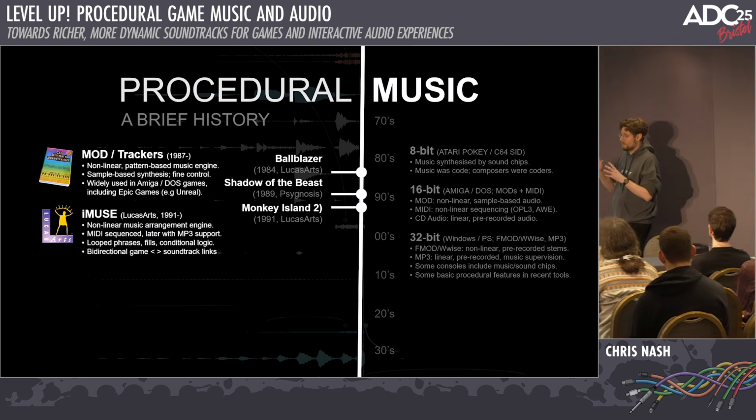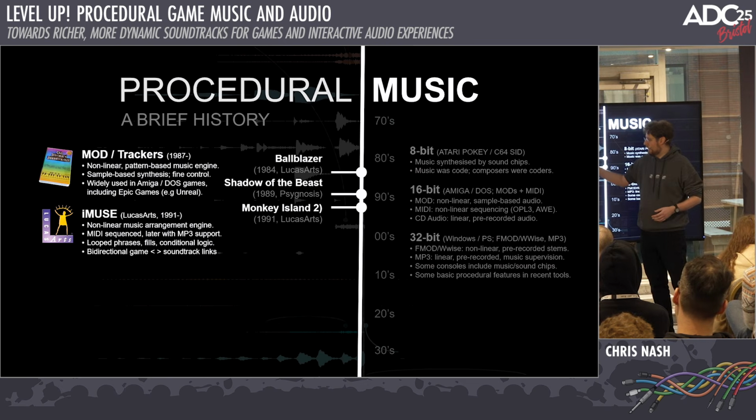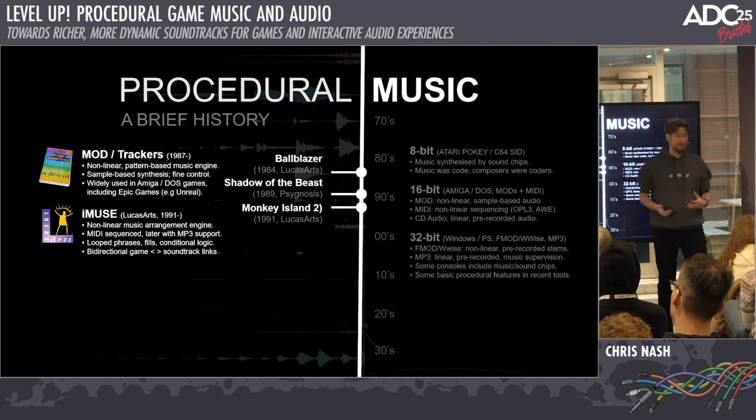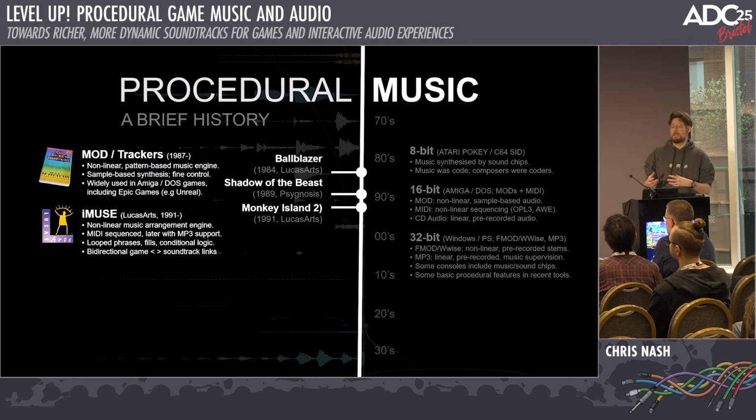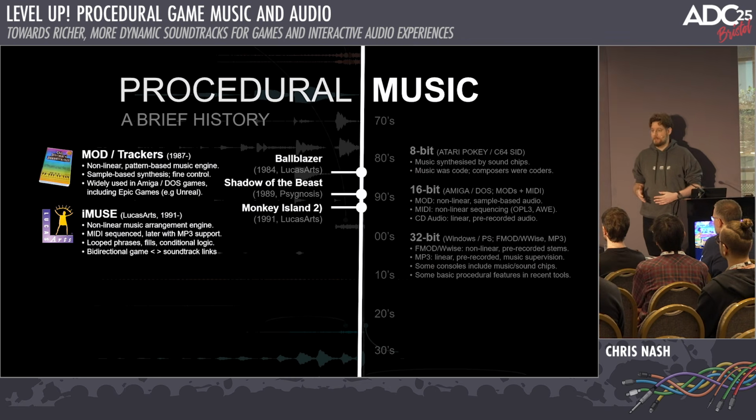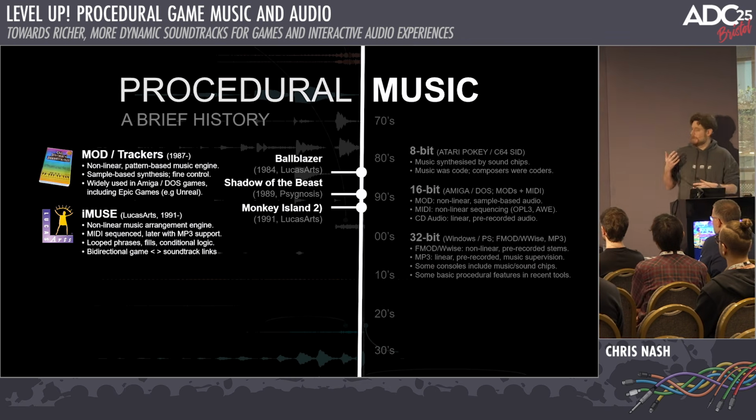And actually, a lot of the techniques that were developed for iMuse shaped the middleware we have now for game music. So things like Fmod and Wwise offer a lot of the same functionality that iMuse did with MIDI. They just do it basically with stems and audio.